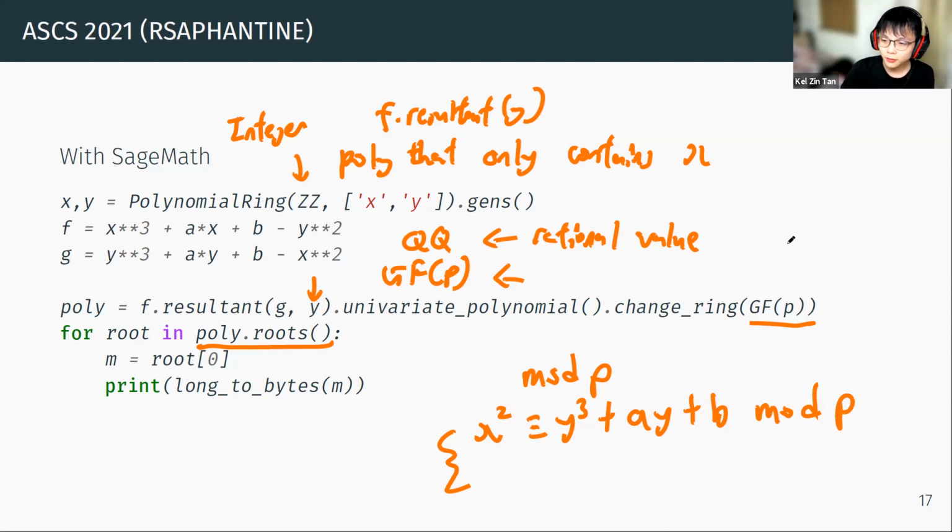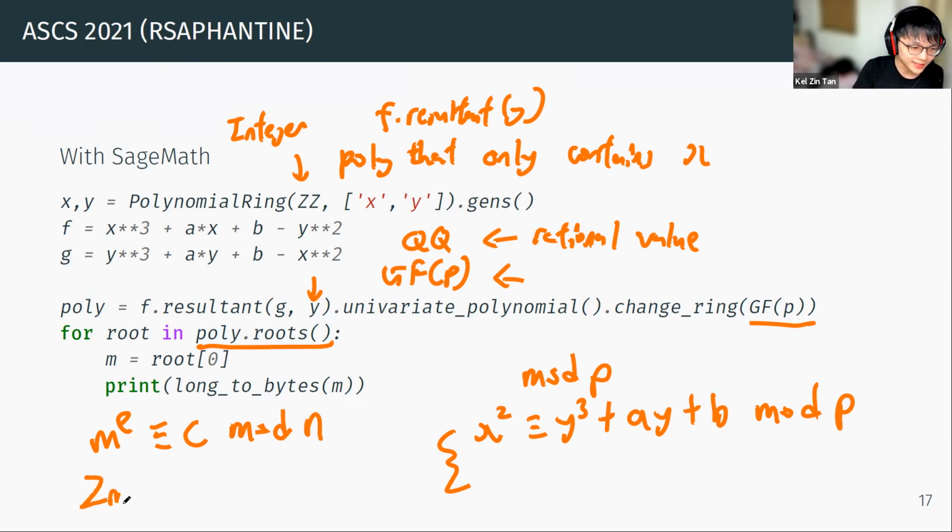If you want to have an arbitrary modulo value, for example, if you want to just mod n, like let's say we take RSA for example, so m to the power of e is equivalent to 3 mod n. So this n is not a prime number, and what you can write in Sage syntax is you basically write it as Z mod n. So that's kind of different syntax that you need to know.